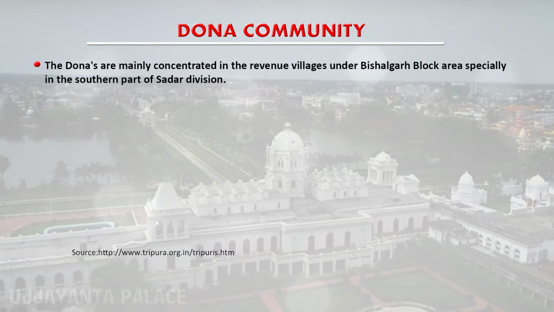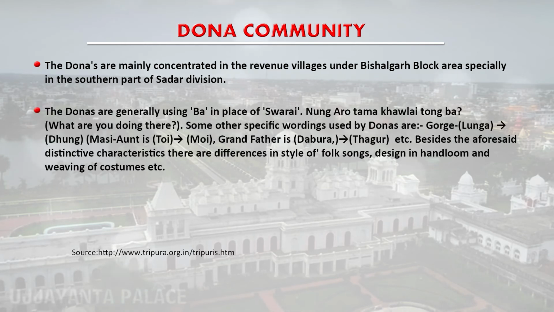And the Duna community is also observed, and they also have very distinctive linguistic features, and they are mainly concentrated in the Bishalgarh block, which is part of the southern division, and they say words like ba, tama klai ba, klai tong ba. The same tama klai ba can be said by the Daspa group as tama klai tong sa, but the BERI group may say tama klai tong le. So there are different groups, the same things, but they are linguistically different.